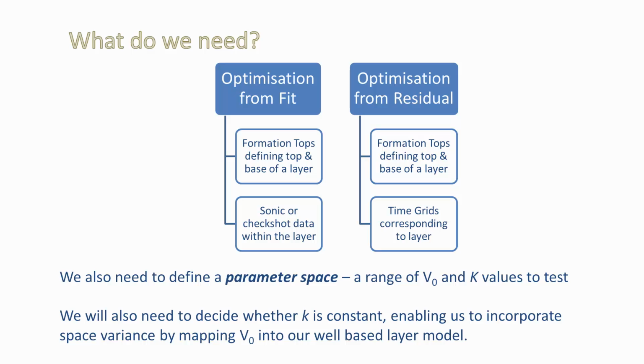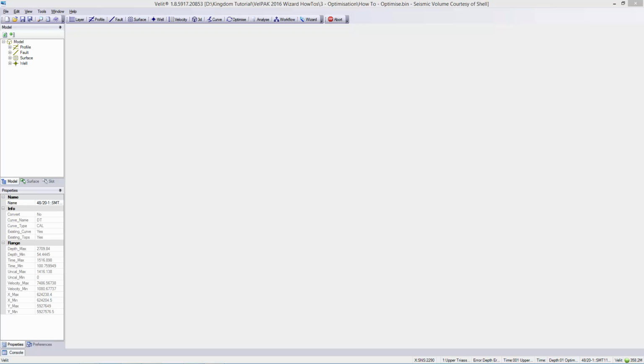Once we have seen the optimization results, we need to decide whether we would like to hold the K value constant, compute the corresponding V0 for each well, then depth convert using the mapped V0 values and a constant K. So let's see this in action in a live demo.